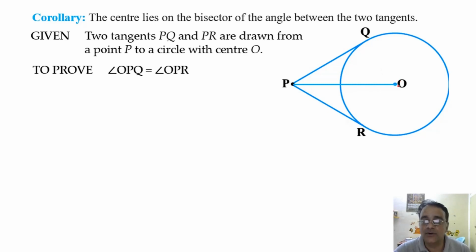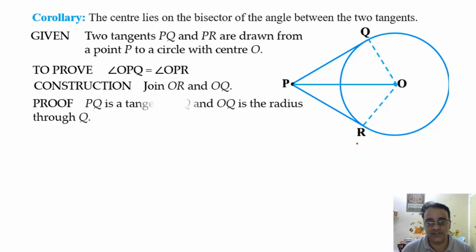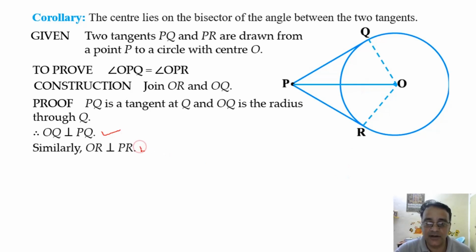And here we will do one construction. We will join OQ and OR. After that we will prove these two triangles congruent. So we'll start with the proof, the same step. PQ is a tangent at Q and OQ is the radius through Q, and we know that the tangent is perpendicular to the radius, so therefore OQ is perpendicular to PQ. Similarly, OR is perpendicular to PR. Any doubt here?